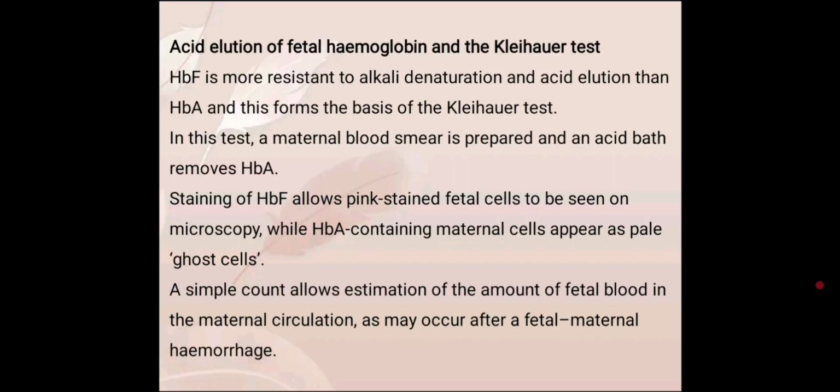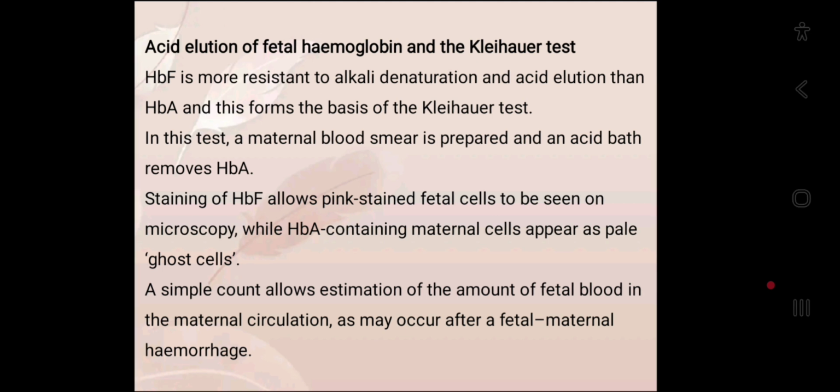Acid elution of fetal hemoglobin and the Kleihauer test. We'll talk about the Kleihauer test, which represents another difference between hemoglobin F and hemoglobin A. Hemoglobin F is more resistant to alkali denaturation and acid elution than hemoglobin A. This forms the basis of the Kleihauer test, a blood test used to detect and quantify fetal RBCs in maternal circulation to diagnose fetal-maternal hemorrhage. This is important in rhesus-negative mothers. So, the Kleihauer test diagnoses fetal-maternal hemorrhage and determines the dose of anti-D immunoglobulin prescribed.